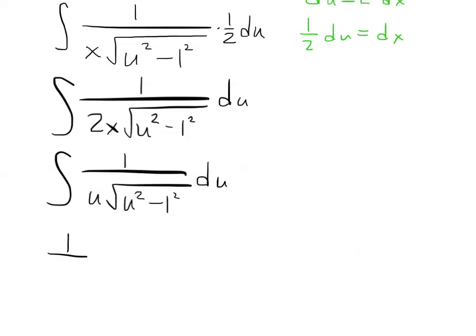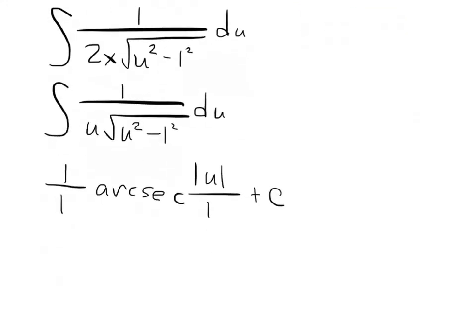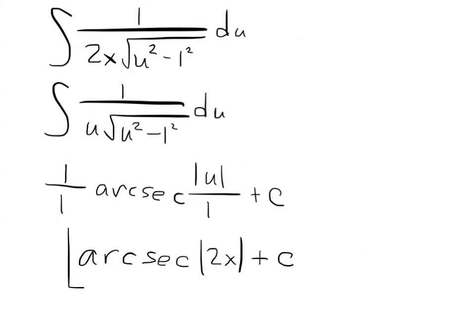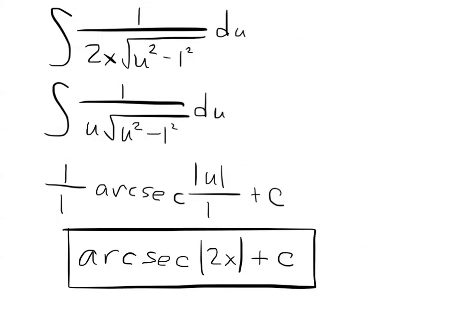The integral is 1 over a, which is 1, times arcsecant of the absolute value of variable over a plus c. And so to bring this all to completion, we end up with just arcsecant of the absolute value of 2x plus c. And that's our answer.